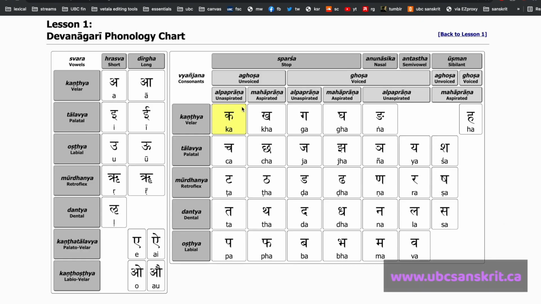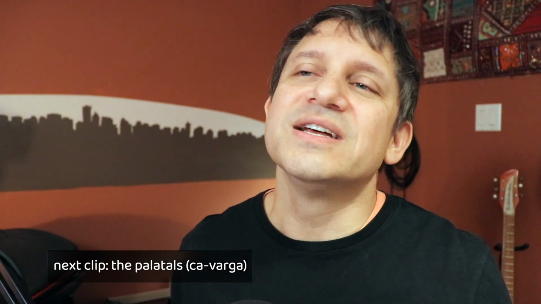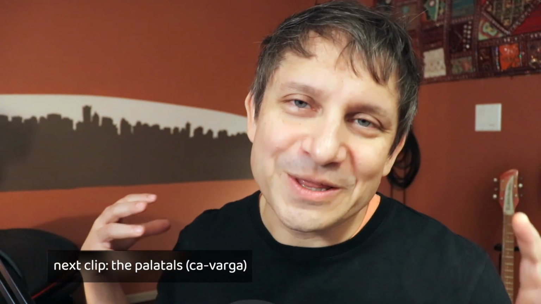Try practicing these on your own now a few times over and over again. Use the UBC Sanskrit site to learn a few words that begin with these letters. That's quite useful, actually. Listen to how my dad pronounces them. Then take some time also to learn how to write them. We'll be practicing writing in the next section, but it's always good to get a head start. Now, when you've got those in your head, let's move to the next group, the palatals.